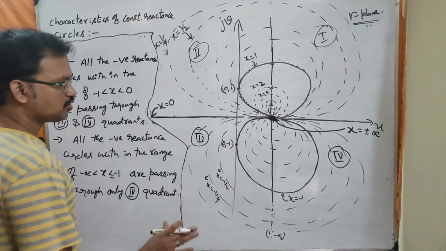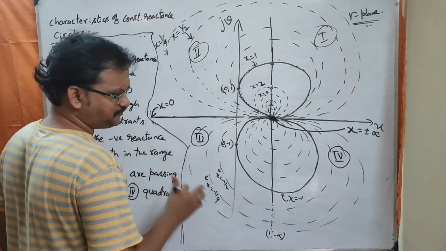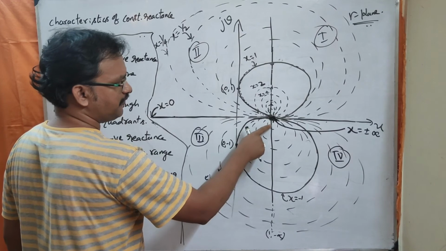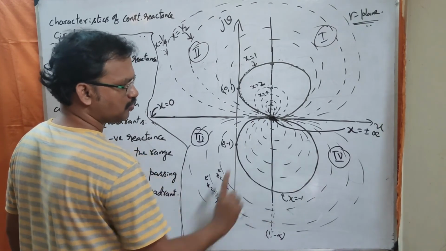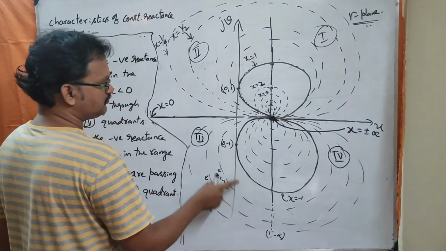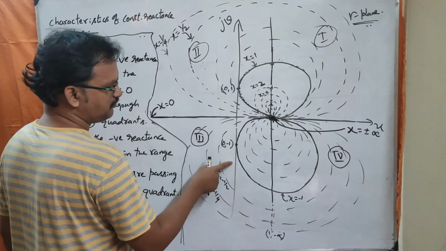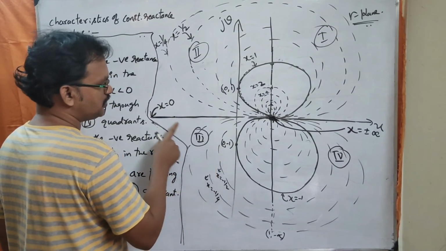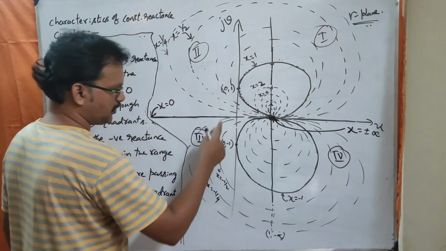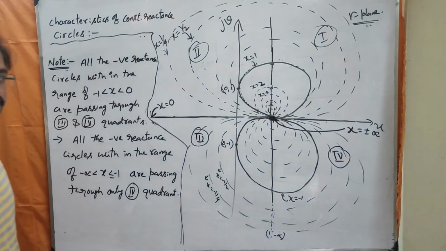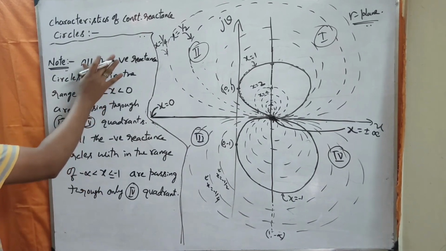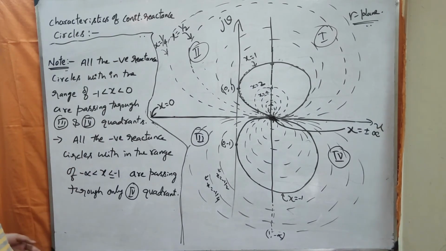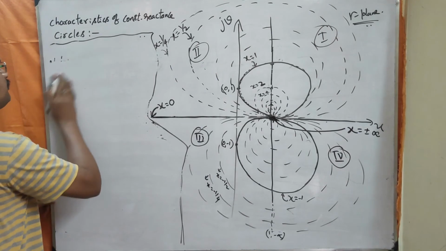Okay, understood? So as x value varies from minus infinity to minus 1, all these negative reactance circles are lying in the 4th quadrant. And as x varies from minus 1 to 0, all the negative reactance circles are passing through 3 and 4 quadrants. So that's what we have written here. Understood? Okay, so 2 points completed here. Under the second point, we have written the note for negative reactance circles. Understood? Okay. Next, we will write the third point.